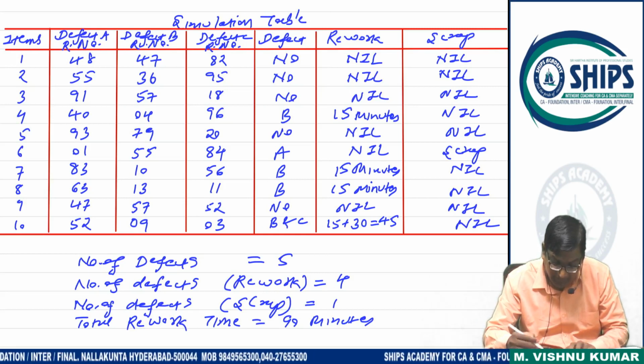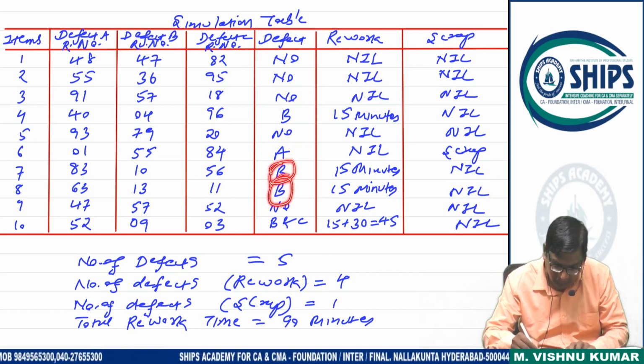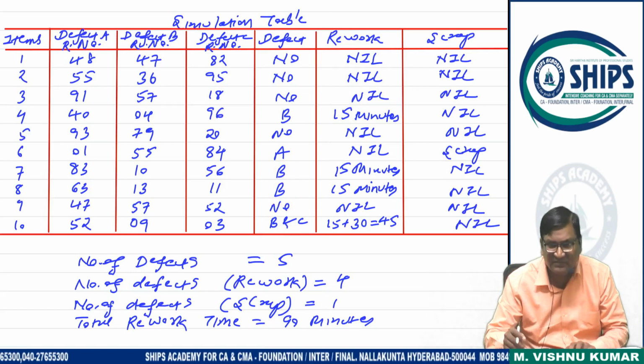Number of defects means how many times defect is coming. How many times? This is 1. Concentrate. This is 2. 3, 4, 5. Out of 10, 5 times.